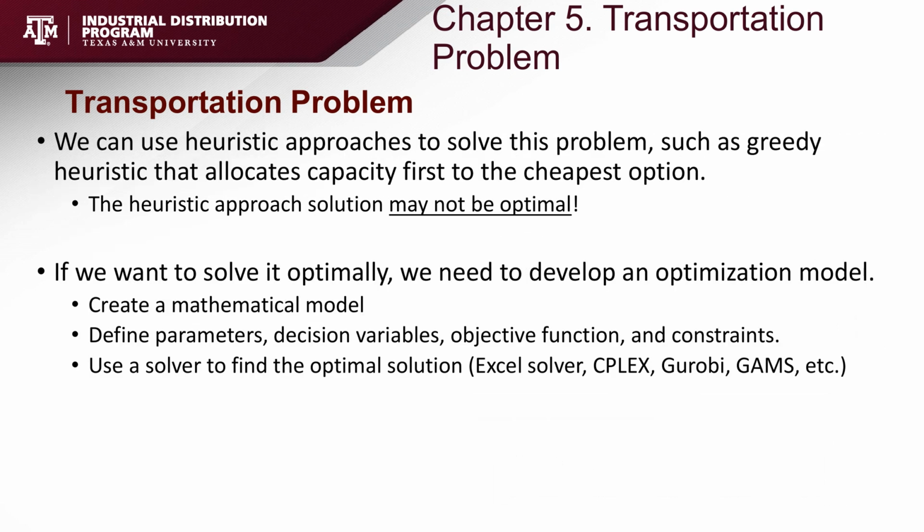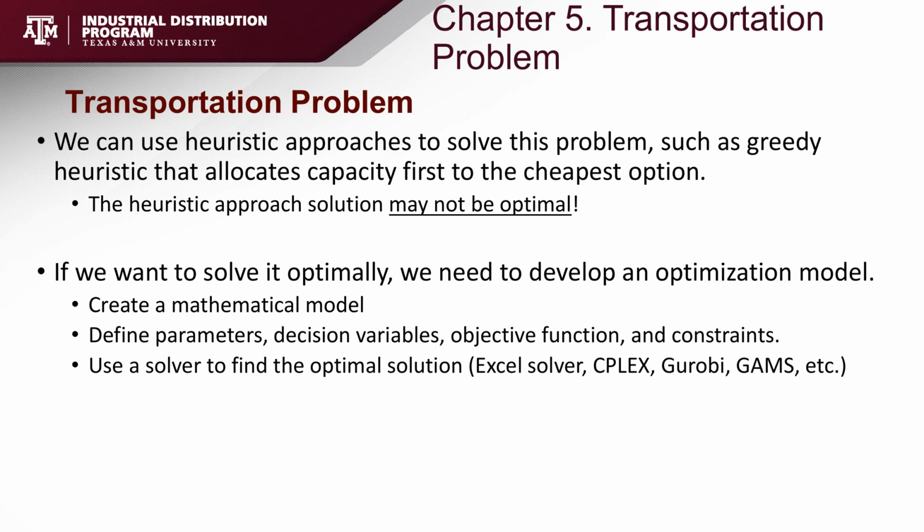Now, how do we actually solve it? One approach is a heuristic, basically a fast, reasonable rule of thumb. The greedy heuristic is the simplest. You always allocate to the cheapest option available first. It's easy and it's quick, but here's the catch. The greedy solution may not be optimal.